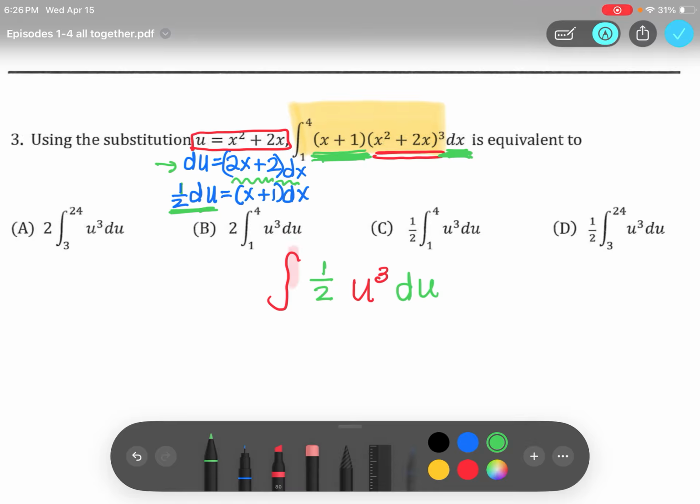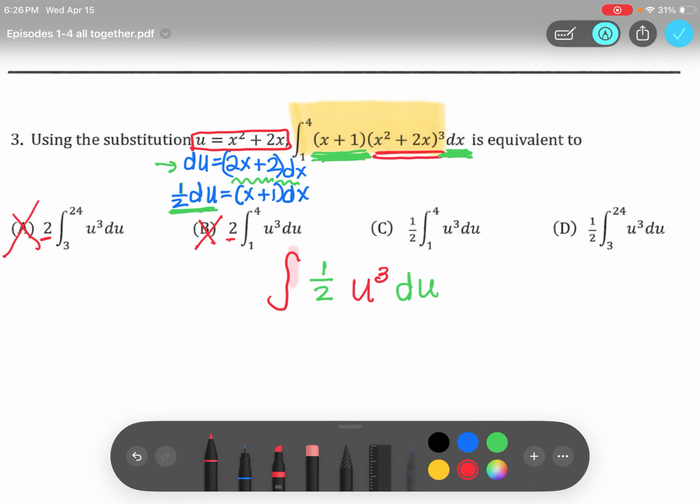So looking at my answer choices, that's honestly not very helpful. Well, I can eliminate 2 of the answer choices, actually. Answer choice A is out of there because it does not have a 1/2 in the front. Answer choice B, out of there because it does not have a 1/2 in the front. Answer choice C and D are both still in the running. The only difference is the bounds.